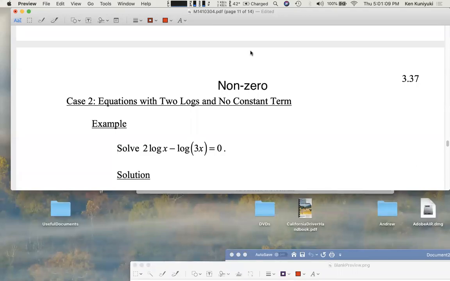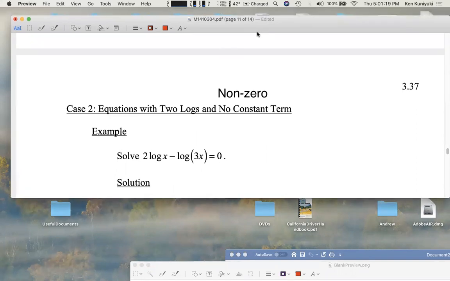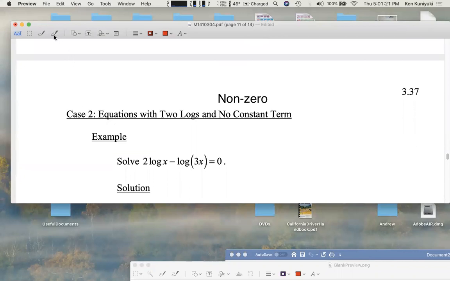Hi everyone. Now we're going to solve equations with two or more log expressions and no non-zero constant term. It's okay to have a zero here. Okay, so we're going to solve this equation: 2 log of x minus log of 3x equals 0.